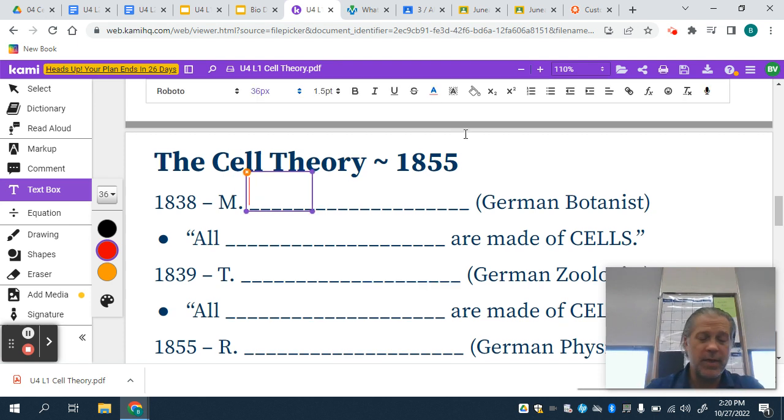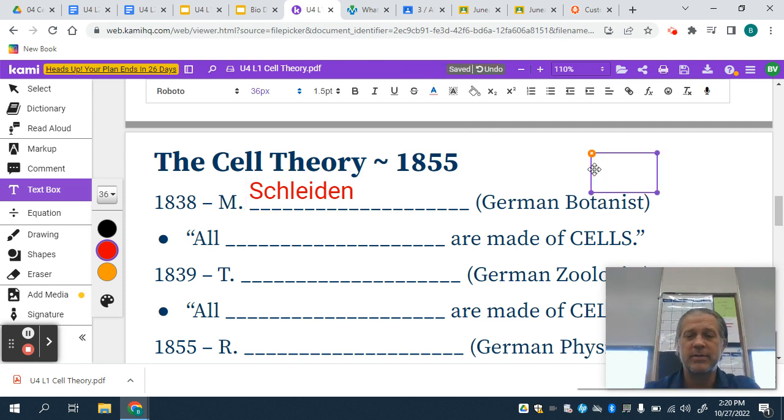There was Matthias Schleiden. He was a German botanist, and if you're not sure what a botanist is, it's basically a scientist that studies plants. And we still have botanists today, and they are constantly studying plants and searching for ways that plants can help us in the world. His biggest contribution to cell theory was that after looking at lots of plants under a microscope, he said that all plants are made of cells.